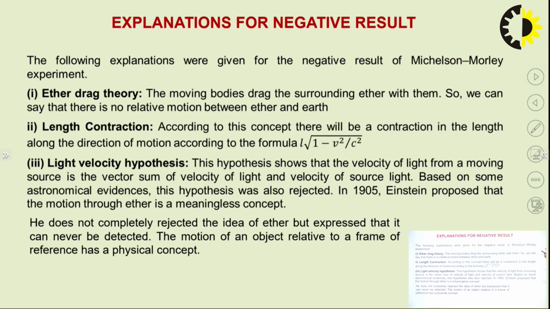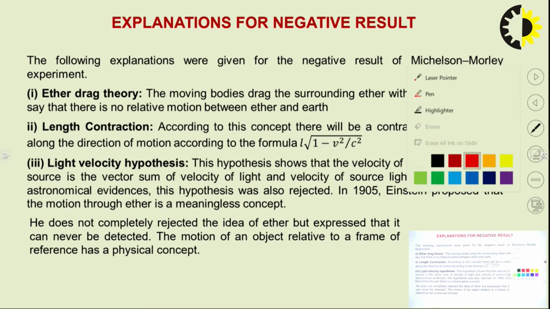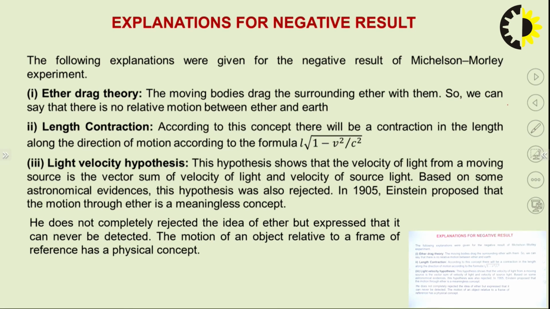But very soon all these ideas were discarded by the scientific community. First of all, the ether drag theory was entirely a theoretical idea and it did not have any experimental support. So that's why this idea was not accepted by the scientific community. Similarly, the length contraction hypothesis was also a mathematical conjecture. It also did not have any experimental basis for this kind of length contraction formula.